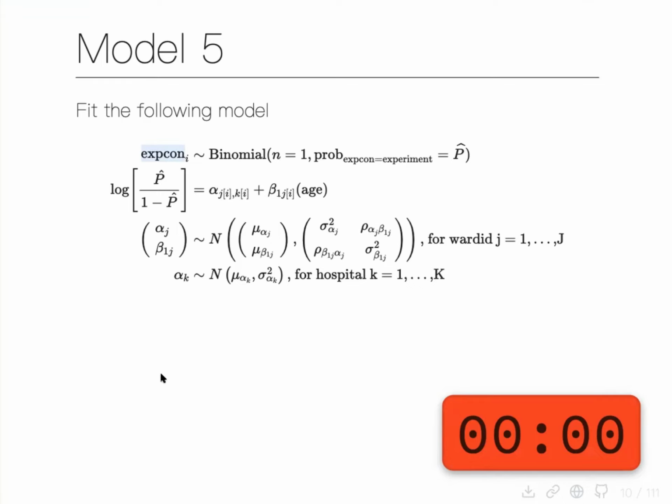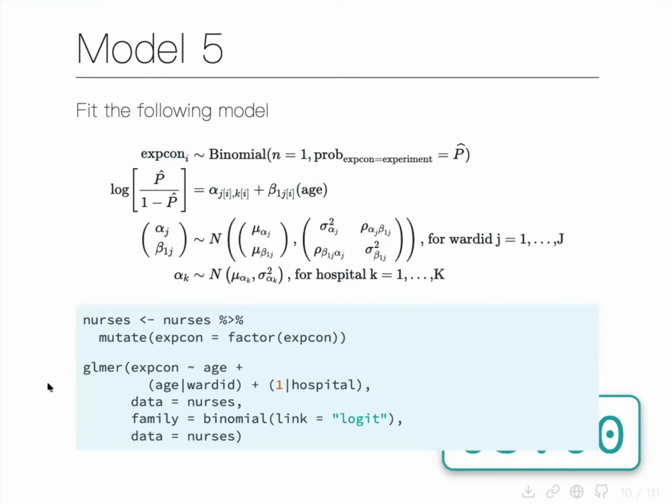Okay, so here we're specifying experimental condition as the outcome. So that's going to be generated from a binomial distribution with some unknown probability p. Okay, and whenever binomial has n equal to 1, that's the same as a Bernoulli distribution. So we could also write this Bernoulli, prob equals p. Okay, and then this is going to be modeled in this case just by age. All right, but we're going to allow age and the intercept, whatever our baseline log odds are, to randomly vary at the ward ID and hospital levels. Okay, so we have to do this sort of in 2 steps.